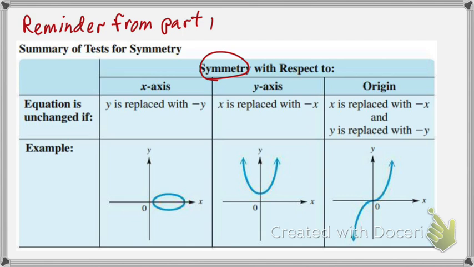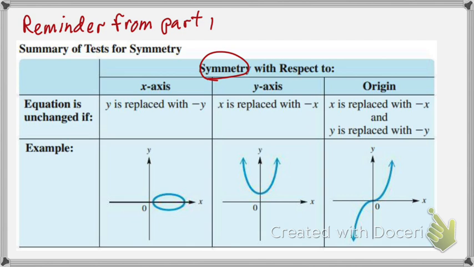So how do you check for symmetry about the y-axis? You replace all the x's with negative x. If the resulting equation looks the same as the original, you know it's symmetric about the y-axis. That's this one. Check for symmetry about the x-axis. You replace all the y's with negative y's. If the resulting equation looks the same as the original, symmetric.